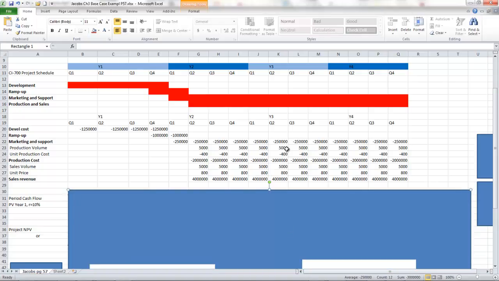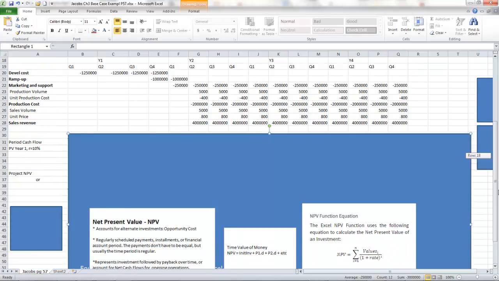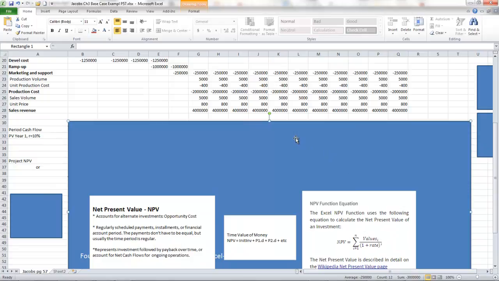So you can see, you just keep copying these out over the other quarters. We enter a steady state. You can see nothing really changes after Q2 of Y2. It just runs out forever. Okay, if only the world worked that way. But remember, this is a simplified base case here.